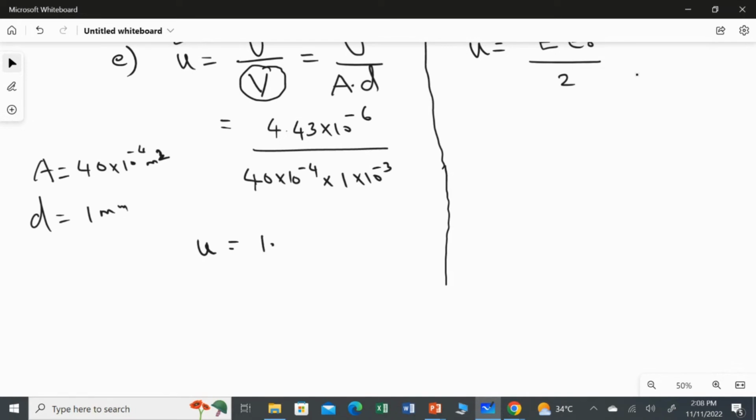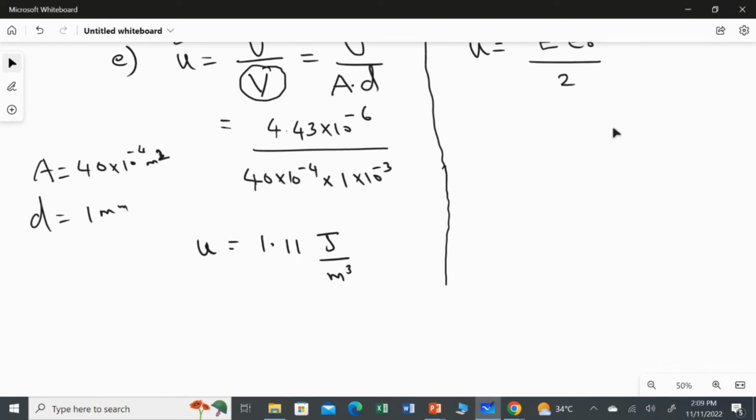So I can write 1.11, right? 1.11. What's the unit? I said energy over volume, am I right? So the energy unit is joules and the volume is meter cube, right?